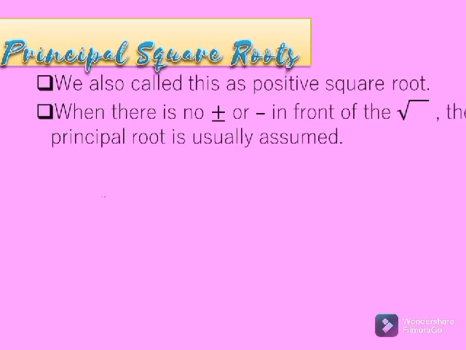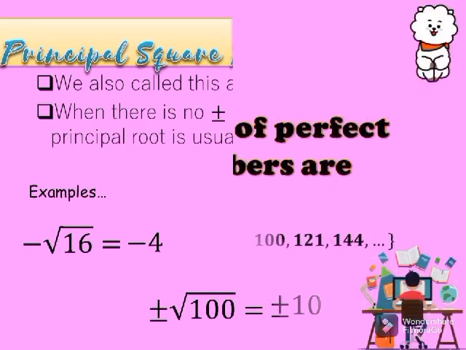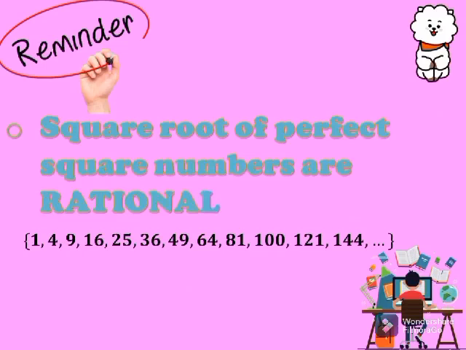Let's have these examples. The negative square root of 16 is -4. The positive-negative square root of 100 is positive and negative 10. And the square root of 49 is 7. Take note, class, that the square roots of perfect square numbers are rational. They can be written as a quotient or ratio of two integers.